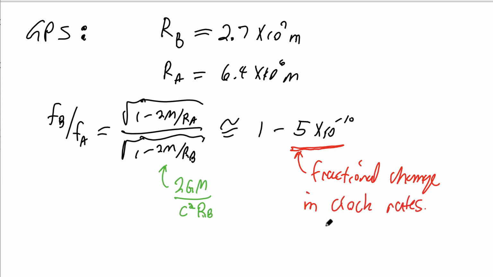So for every 1 second that passes on Earth, the clocks on the GPS satellites experience a change of 1 plus 5 times 10 to the minus 10 seconds. And this is a big enough difference to affect the accuracy of the GPS system. In fact, the clocks on the GPS satellites are constantly being recalibrated to stay in synchronization with the earthbound clocks. And without that constant synchronization, the GPS system would become relatively useless within a matter of minutes.